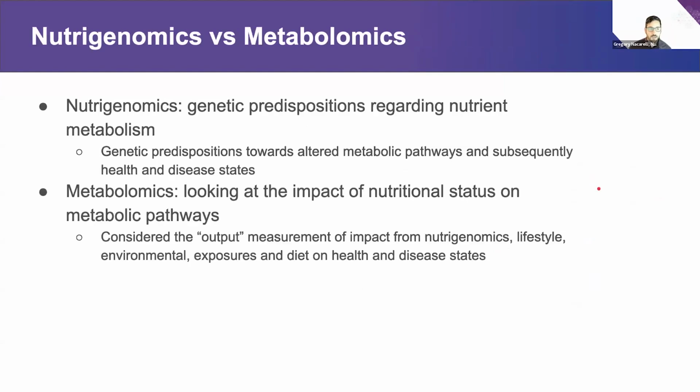If you're comparing nutrigenomics to metabolomics, nutrigenomics, as I mentioned last week, is looking at our genetic predispositions regarding nutrient metabolism. By understanding nutrigenomics, we could see how our genetic predispositions toward altered metabolomic pathways can be affecting our health and disease states. When we look at our metabolomics, we're looking at the impact of nutritional status on our metabolic pathways. Can I interject here? I actually have a screen share I was working on right before this. It's not done. It's really rough, but would you mind if I brought that up?